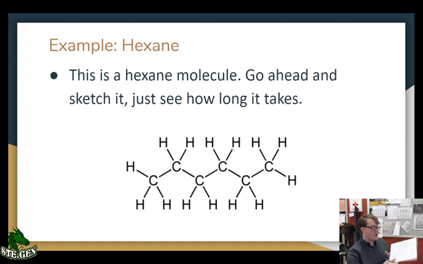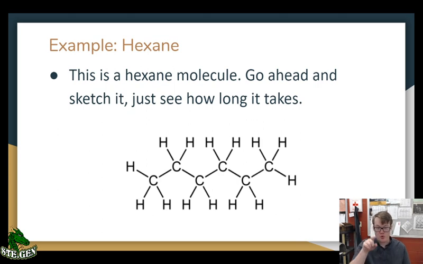For hexane, what I usually do when I'm drawing these is start with a dot wherever I'm positioned. So that's 1, 2, 3, 4, 5, 6. There are 6 carbons in that chain. This one right here. So that is hexane. And I assume that took you significantly less time.